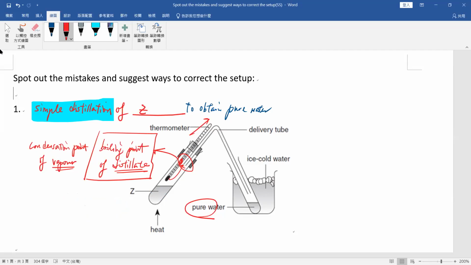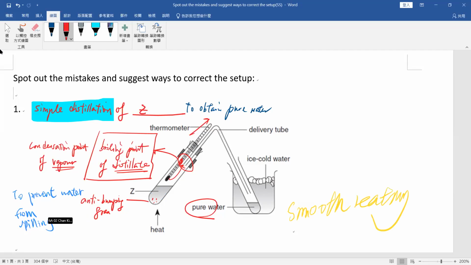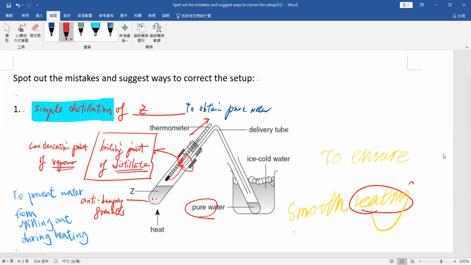My question comes, what is the purpose of adding anti-bumping granules? Ensure smooth boiling. What is that? To prevent water from spilling out during heating. It's not just water, but also some other chemicals, right? And smooth boiling, smooth heating. Boiling is the key, okay? Boiling that may splash over, right?